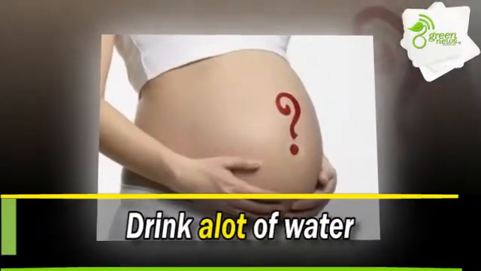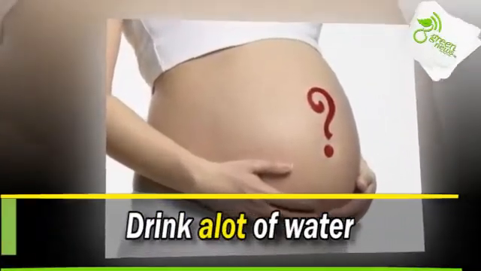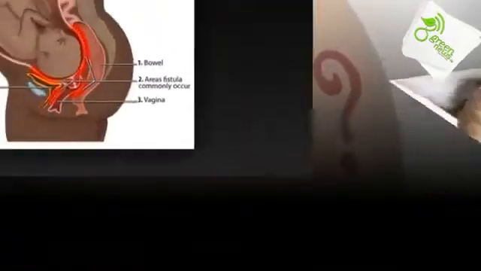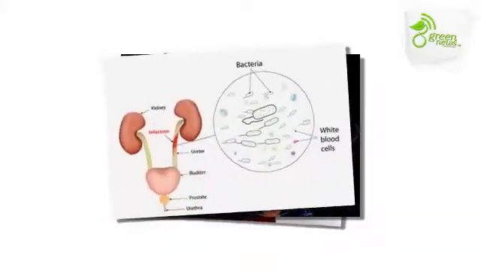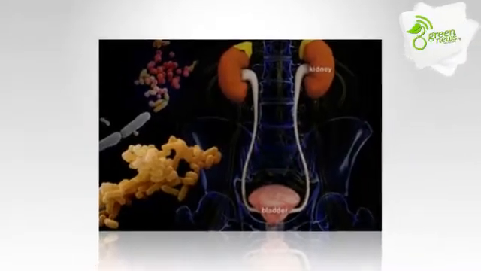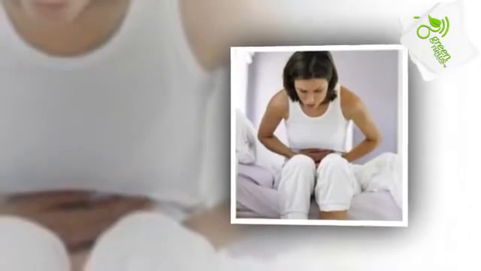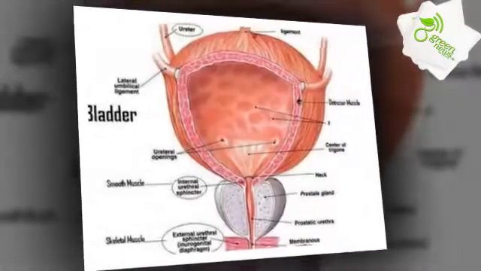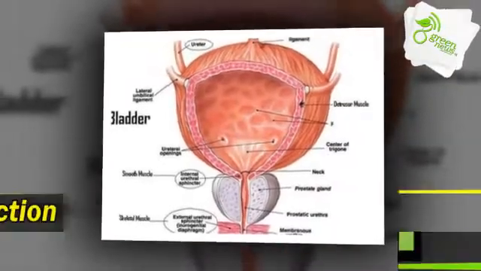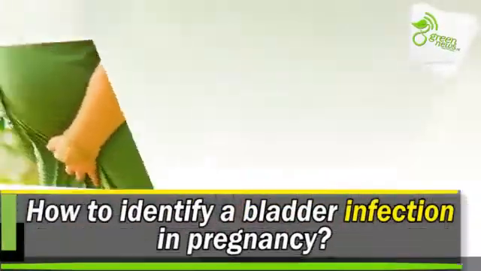Then drink a lot of water. Water helps to prevent urinary tract infections. Bacteria usually breed better when the urine is more concentrated, but water helps to flush out the urinary system and prevent frequent occurrence of urinary tract infection. Okay, those are my 2 tips for preventing infections. Now let's go to the topic of the day. How can you identify a bladder infection?